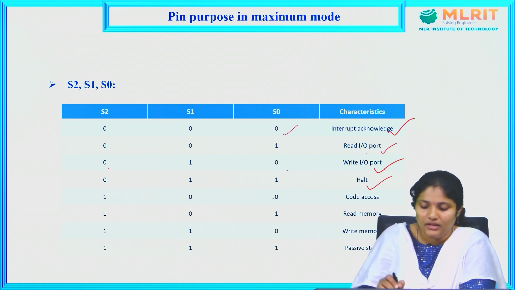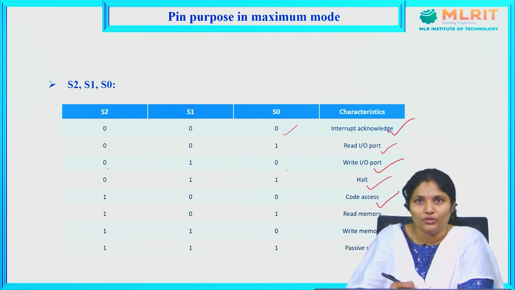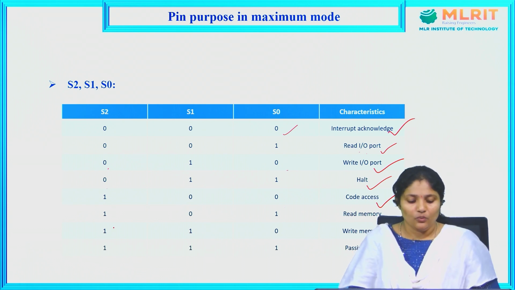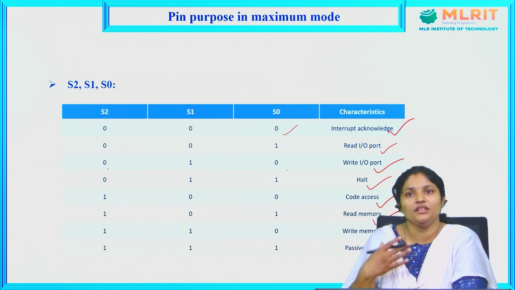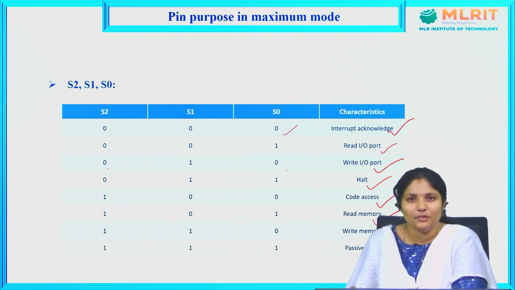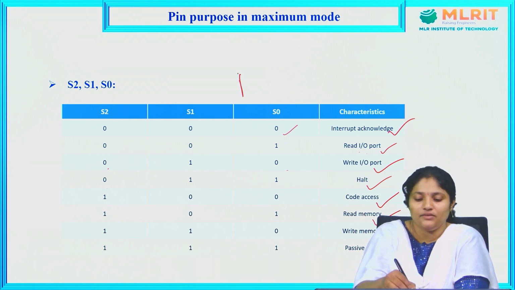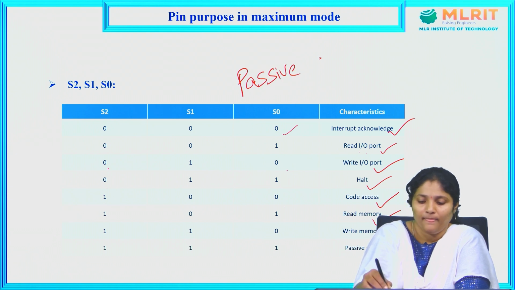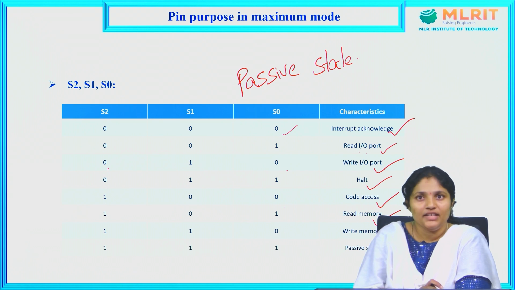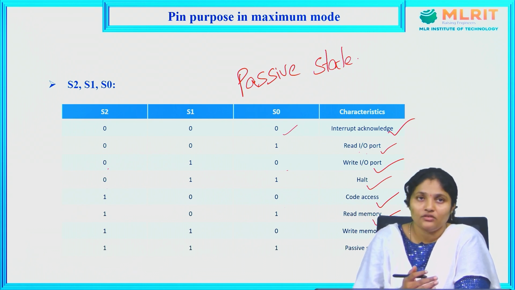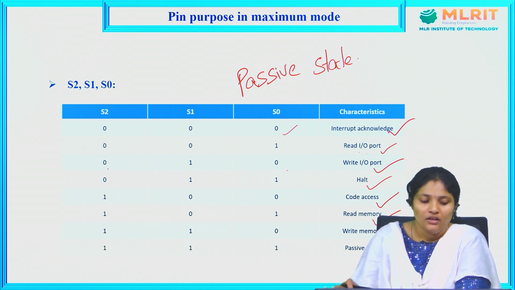Here 100 means it is accessing the code. If it is 101, then a memory read operation will be performed. If 110 is there, then output is being written into the memory. If all three are ones, then that is the passive state. So these are the status lines which show whether memory read or write operations, or input output read or write operations, are being performed.